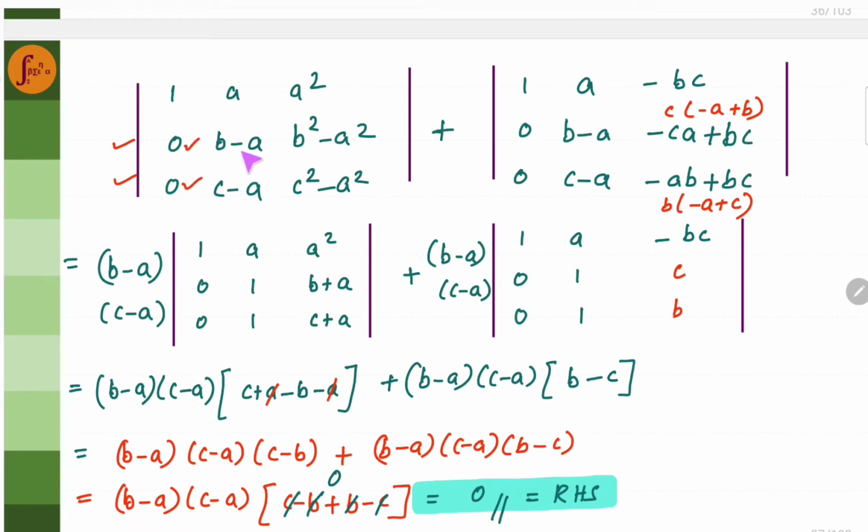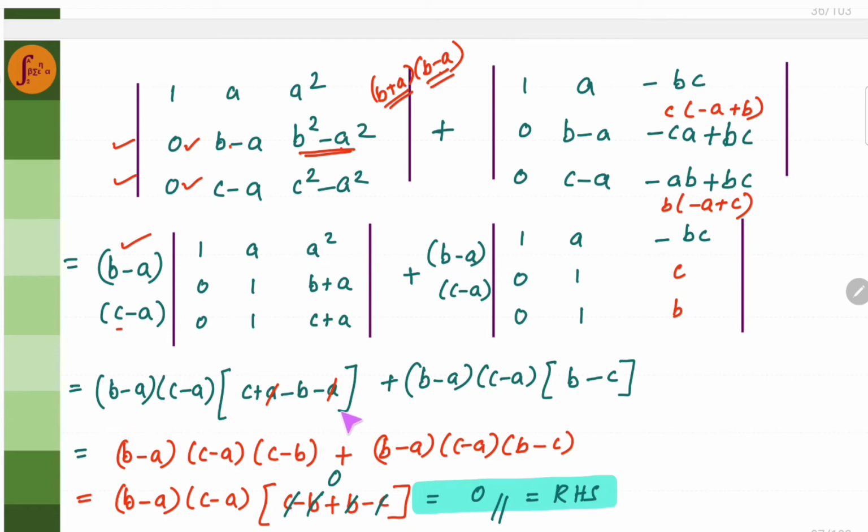Now, one more thing: here you'll have b minus a and c minus a, b square minus a square. Now, b square minus a square is nothing but b plus a into b minus a. So you can write this as b plus a and b minus a. Now you can take b minus a as common because this has b minus a, and here also there is b minus a. Take this as common and then you'll get 1 and b plus a left over. Similarly for the third row, you'll take c minus a as common. Now if you see, this determinant has become simplified. So you have 2 zeros and you have 2 ones. So it is simplified.